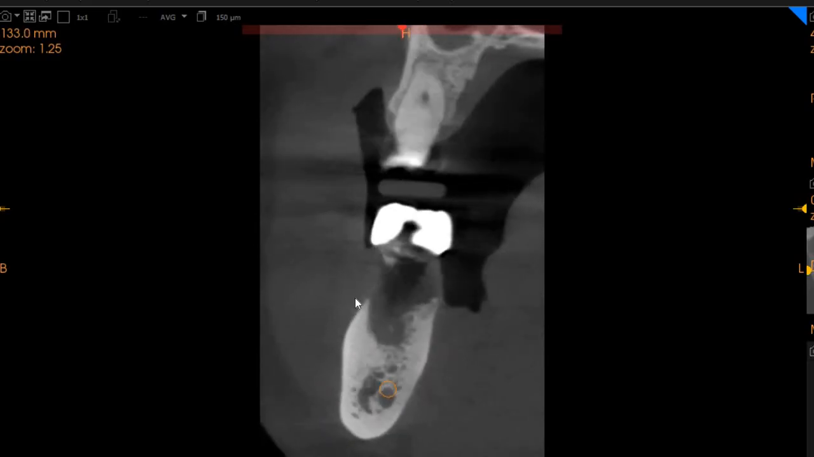Generally speaking, in the middle of the ridge, we've got an approximate ridge width of 11 millimeters and a height of 12 millimeters to the inferior alveolar nerve. The bone quality around this infected or inflamed tooth is D1.